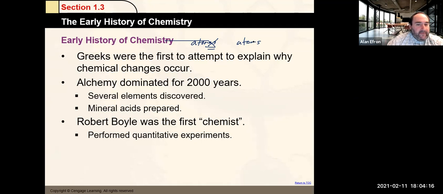A lot of years passed, and a lot of people did a lot of work. Robert Boyle, for example, is considered the first chemist for a lot of quantitative experiments. Quantitative means measurements, as opposed to qualitative, which are more observation type experiments. You may also recognize Robert Boyle from Boyle's Law, which we'll see when we get to the gas chapter.